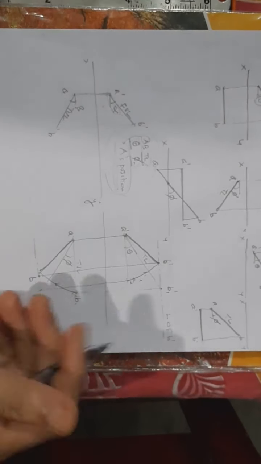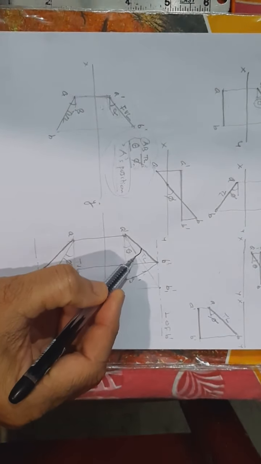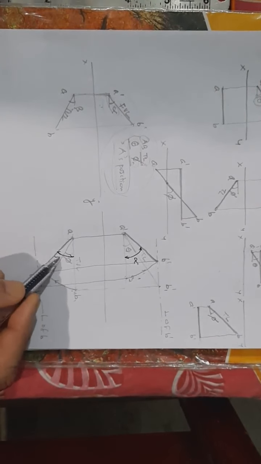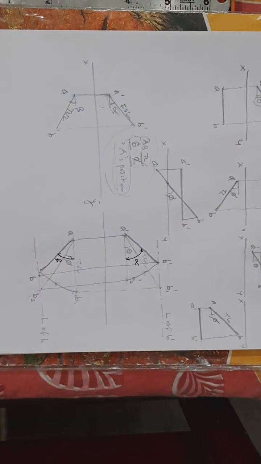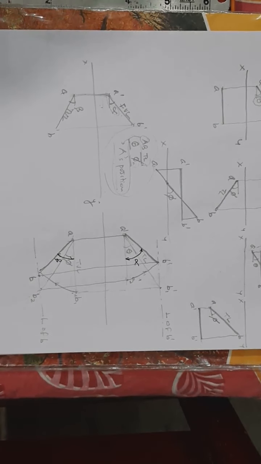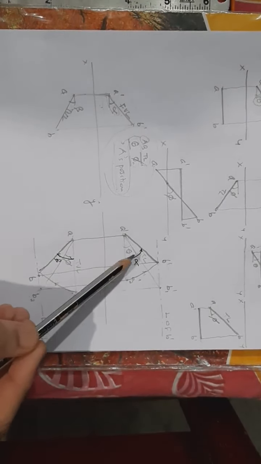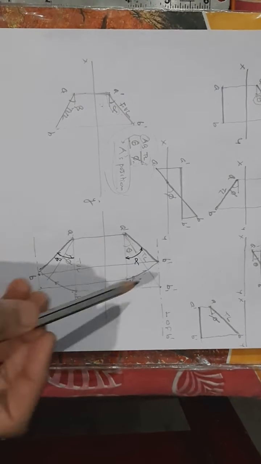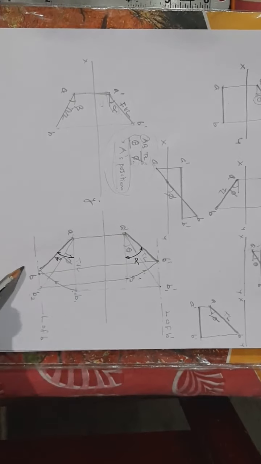And now you can mark the inclinations alpha and beta here. Alpha is the angle that the front view makes with the XY line, and the angle that the top view makes with the XY line is always beta. These are the apparent inclinations of the line, and they will be available only after the projections are completed and the final front view and top view are drawn.